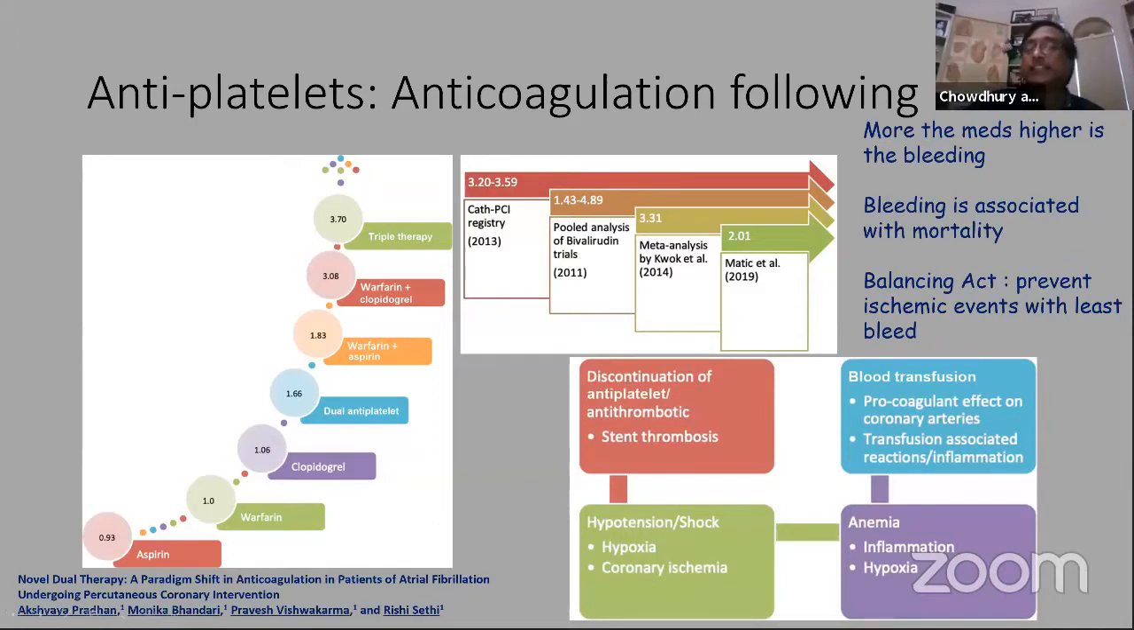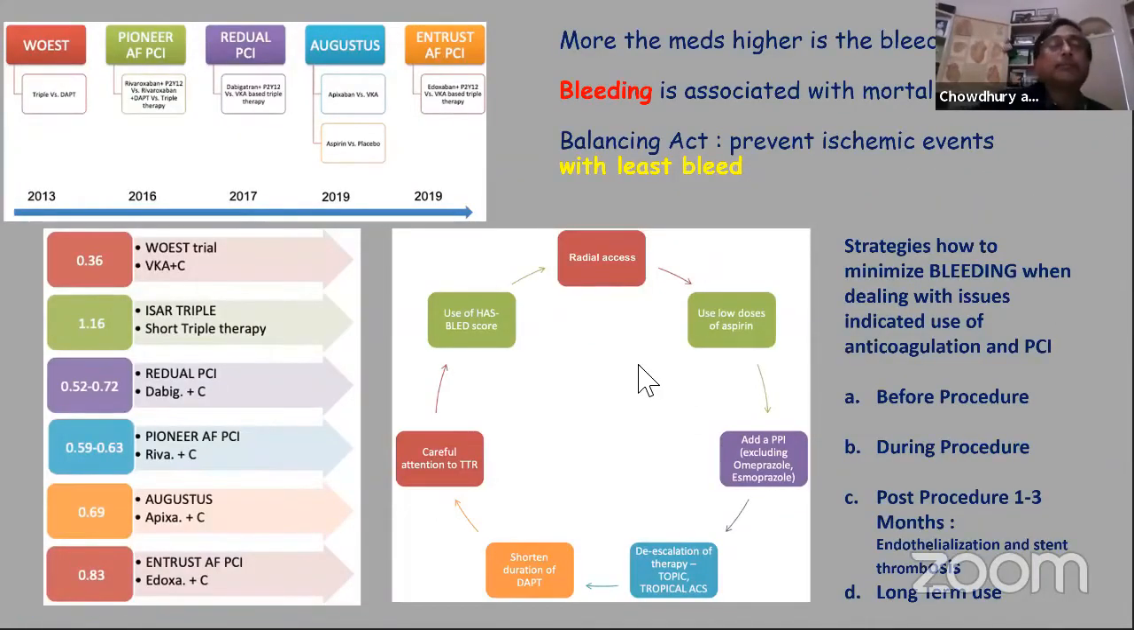Bleeding following PCI is bad because with bleeding, you discontinue therapy, you may give blood transfusion, the patient may go into hypotension, anemia, shock, inflammation, a cascade of things that can lead to further ischemic events and increased mortality. Therefore, attempts have been made. Can we do something different? Can we reduce the duration of the triple therapy? Can we live with dual antiplatelet therapy?